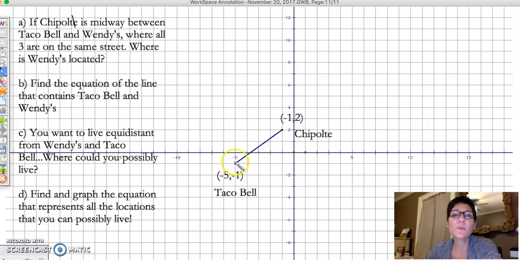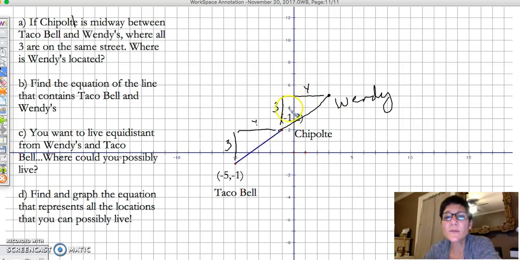And so if we want to do the midpoint, we can count up 1, 2, 3. So you're going up 3 and you're going to the right. Looks like 4 to me. 1, 2, 3, 4. So from Chipotle, you're going to go up 1, 2, 3, and then over 1, 2, 3, 4. So I'm going to say that Wendy's is right there, because we're going up 3 and to the right 4. So this is 3 and that's 4, because we're doing the same thing over and over again.